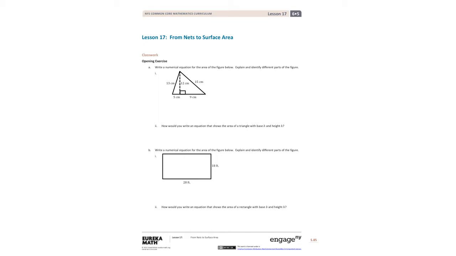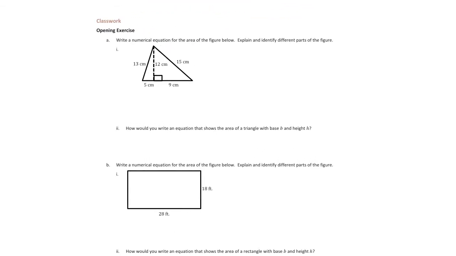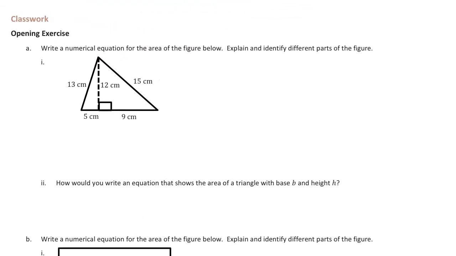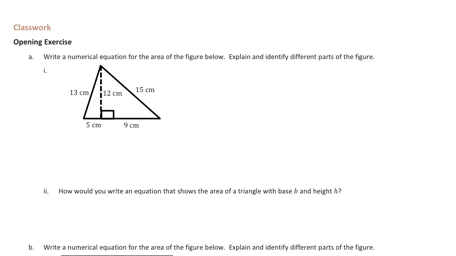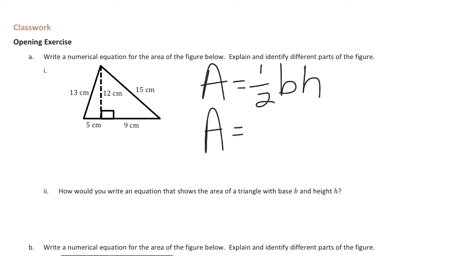So real quick, before we get started, we want to review area of triangles and rectangles because all the objects we are going to be doing are made up of those two figures. So this is a triangle. A triangle is 1/2 times the base times the height. So area equals 1/2 times.